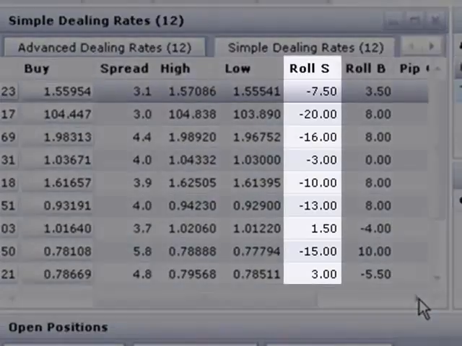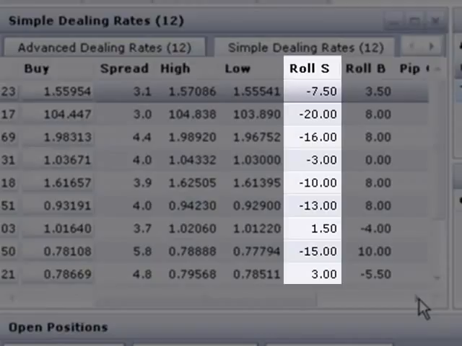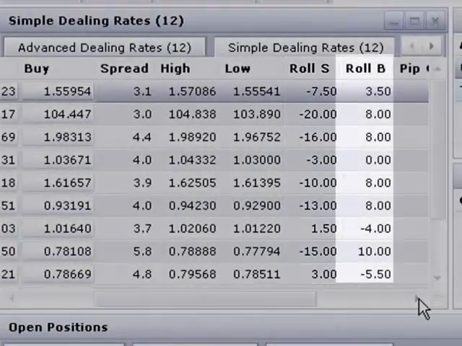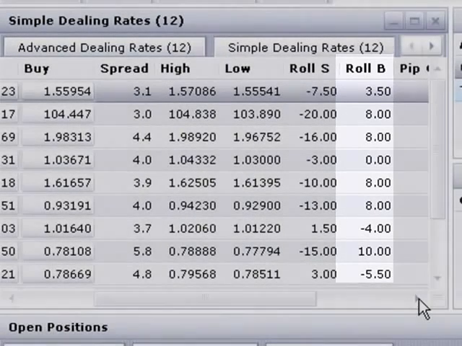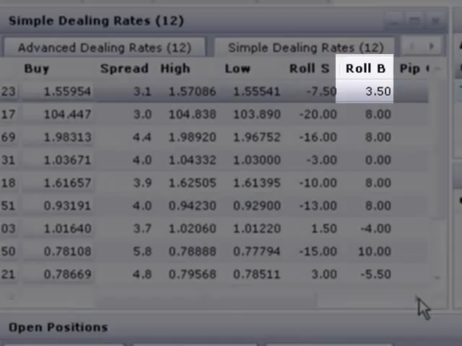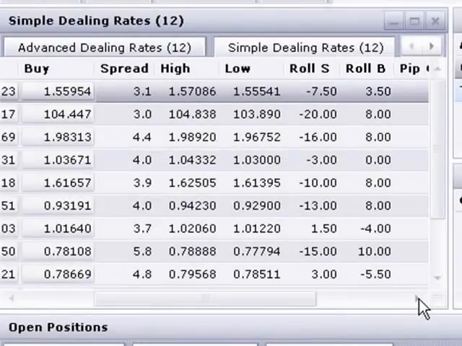Roll S stands for the roll amount that you will either pay or receive if you sell to enter the trade, and Roll B stands for the roll amount that you will either pay or receive if you buy to enter the trade. If the number beside the currency pair and under the appropriate roll column is positive, then this is the amount in US dollars that will be credited to your account per contract for any position held past 5 p.m. New York time.